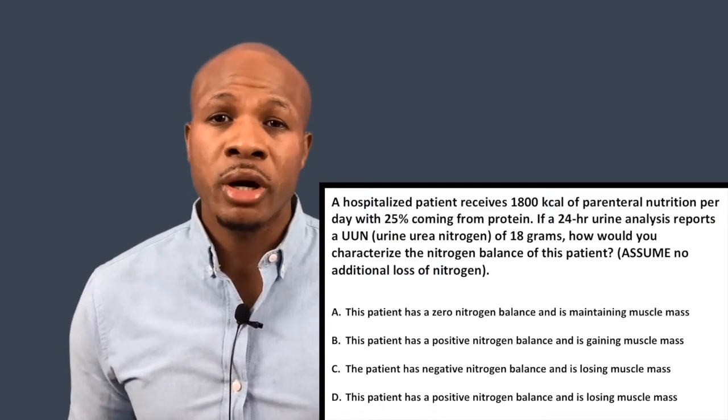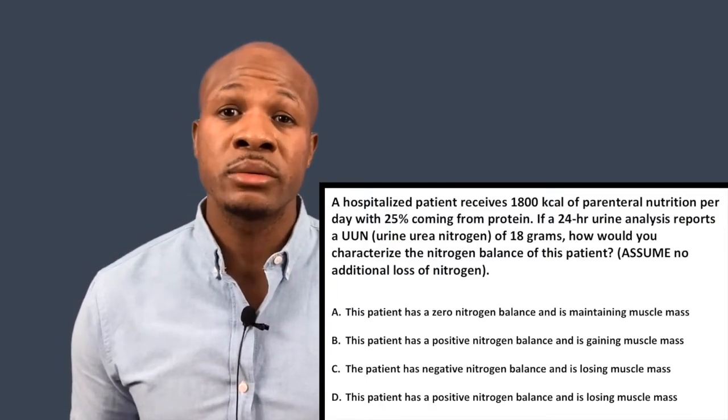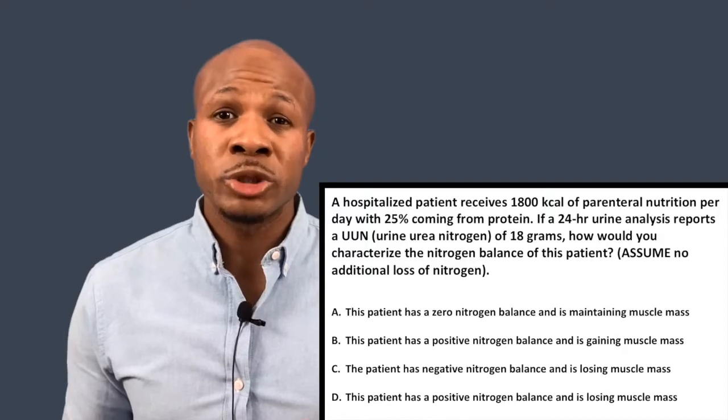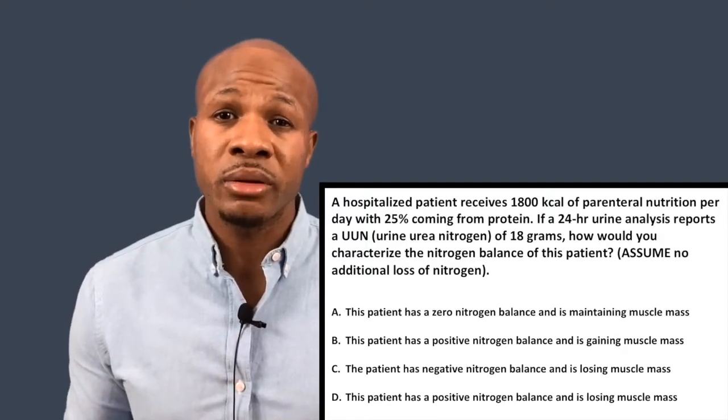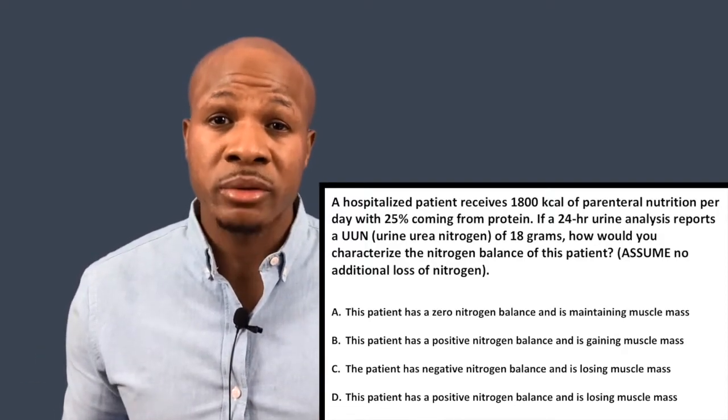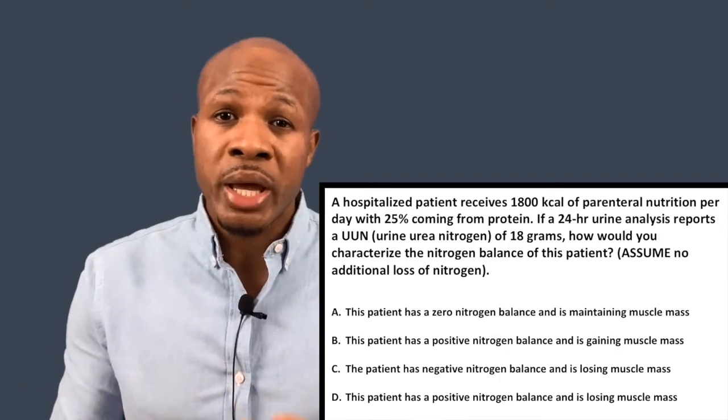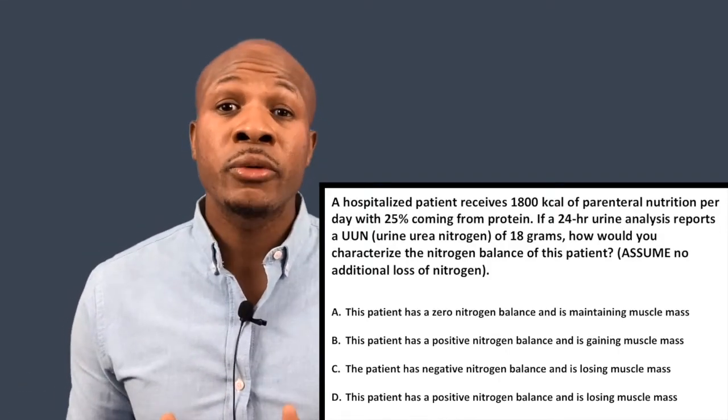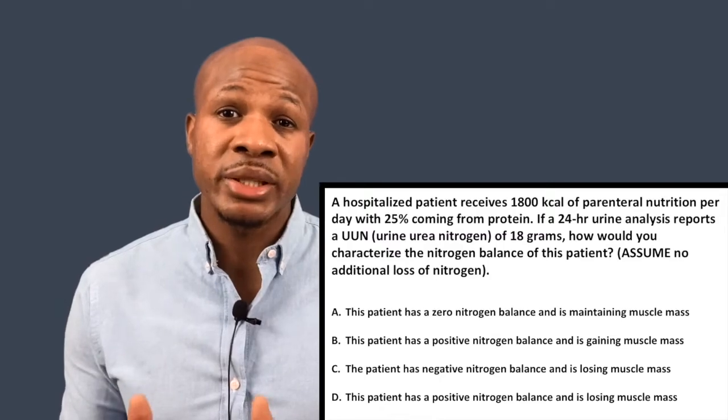Okay, so what's going on here? So we have a patient who's getting TPN nutrition. So this is the patient who's hospitalized, who's not able to tolerate food by mouth. So they have to get the nutrition through an IV line. And now in this question, we're asked to characterize the patient's nitrogen balance.